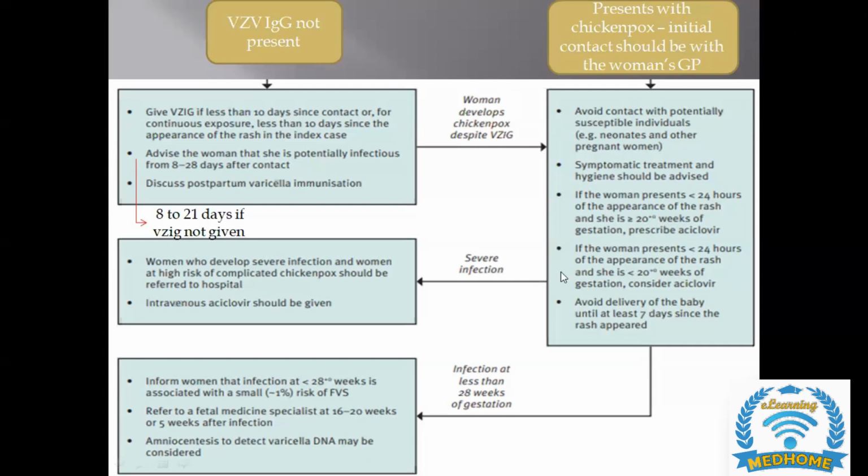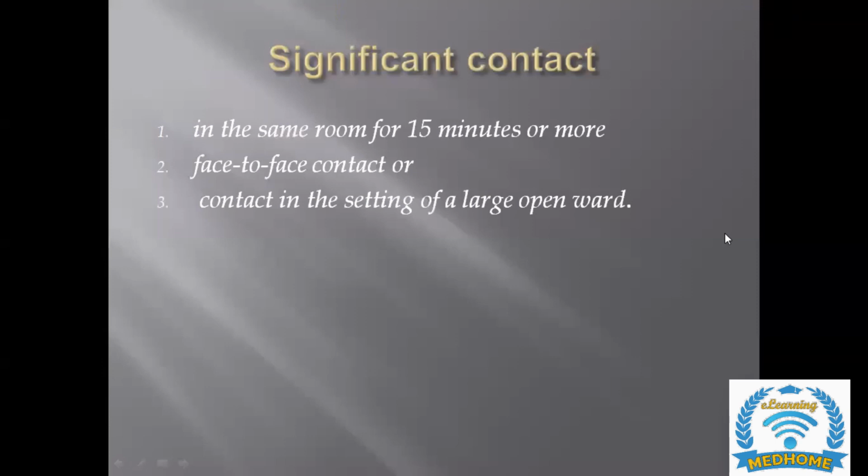Now it's my time to ask you questions. Tell me in which conditions you will refer the patient to hospital. Severe chickenpox suspected, and a high risk patient. Very good. Now tell me, for how long after infection can you give immunoglobulins? Within 10 days.